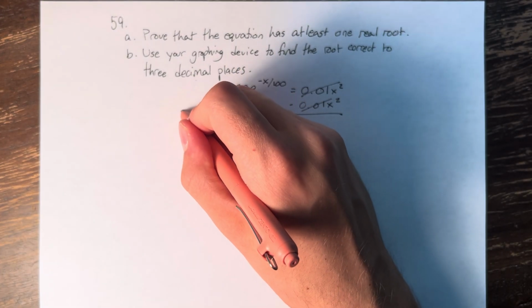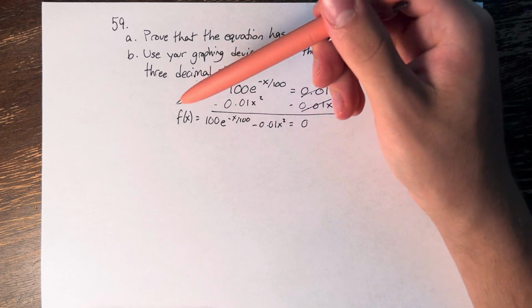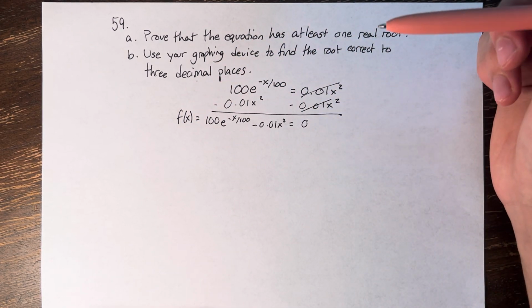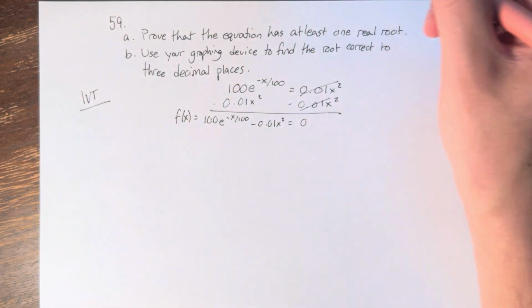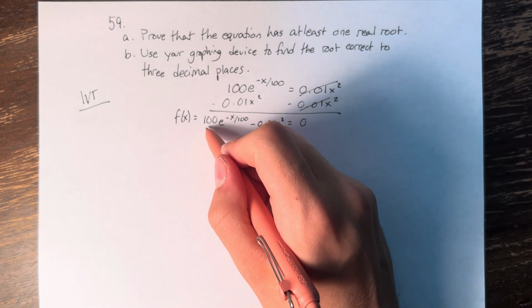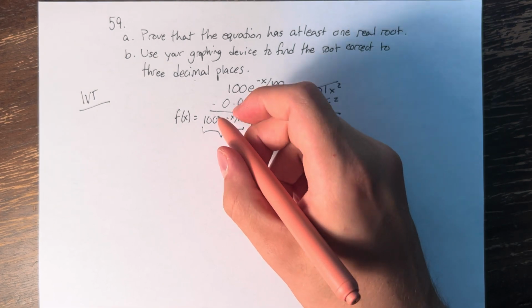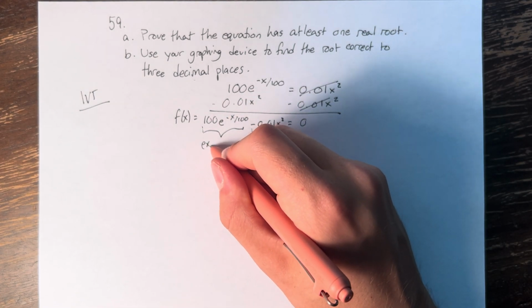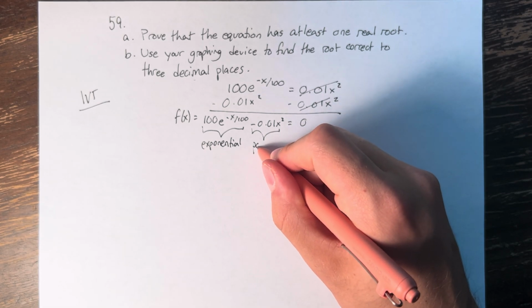We're going to call this f of x. And we're looking to prove that there's a value of x such that f of x is equal to 0. We're going to do this using the intermediate value theorem. So with f of x, we have this term and this term. This term is an exponential function, and this term is a polynomial.